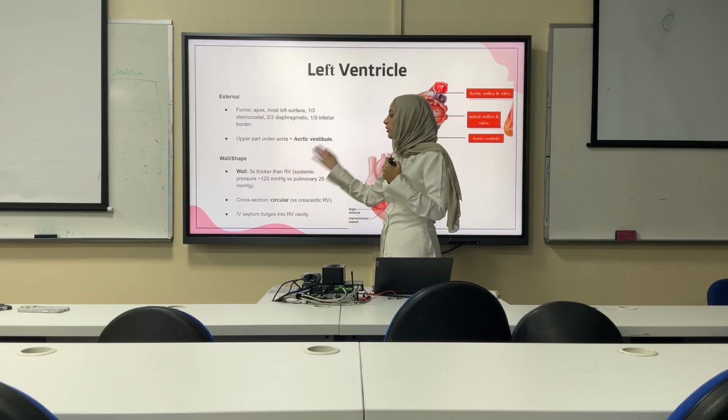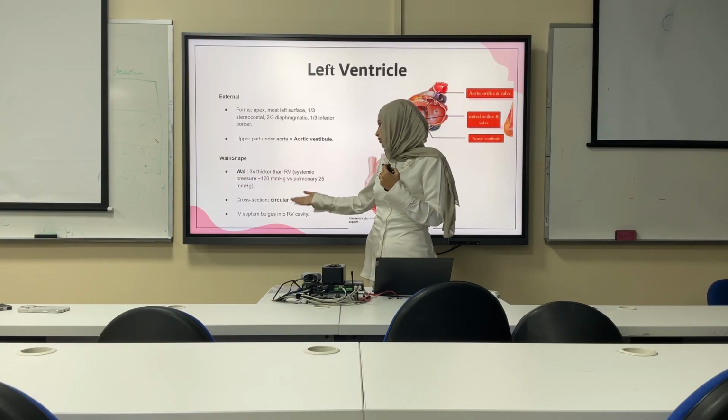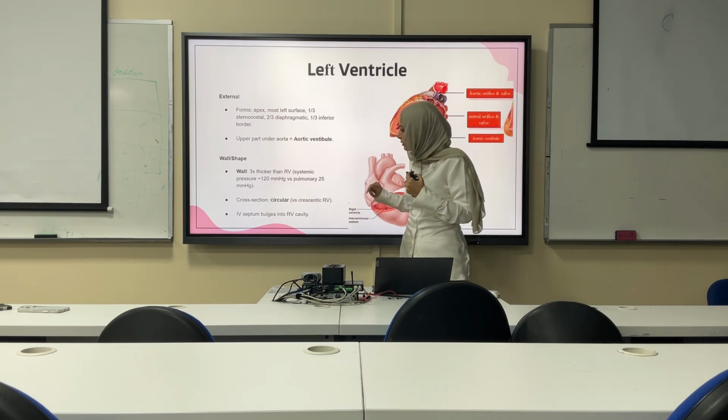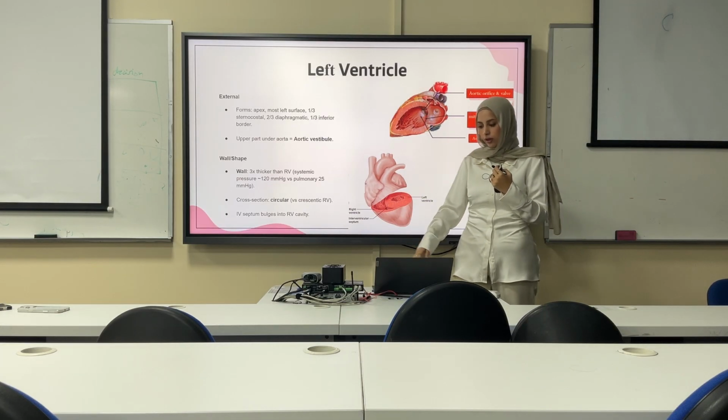Now the wall shape, of course, is 3 times thicker because of the high pressure. Cross section is circular, as you can see here in this picture. This is circular, this is crescent shaped. And then we have the interventricular septum bulging into the right ventricular cavity because of the thicker wall again.